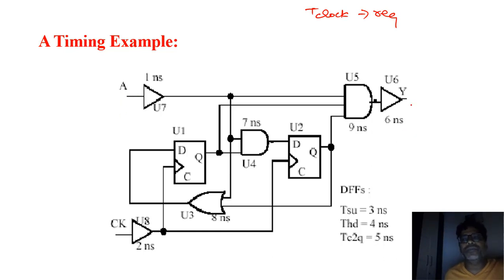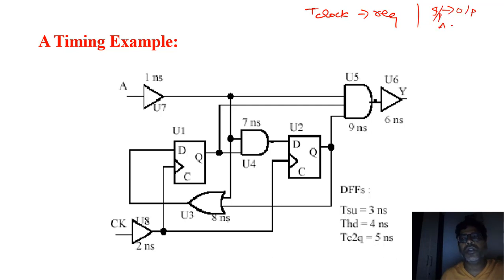From A to Y, there exists a path, a signal traveling from A to Y. It's purely a combinational circuit path, which means there is no reg in this path. It is an input to output path.